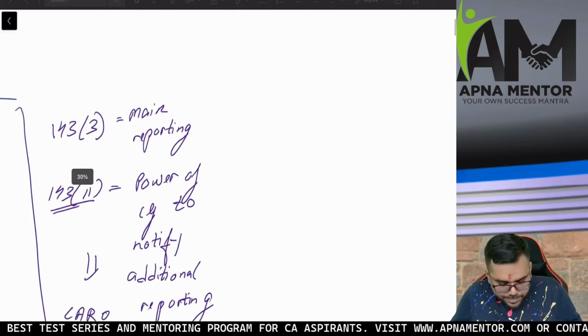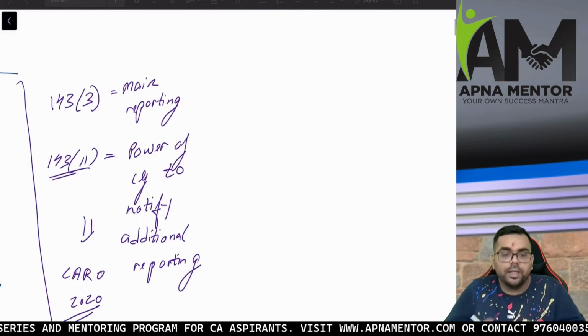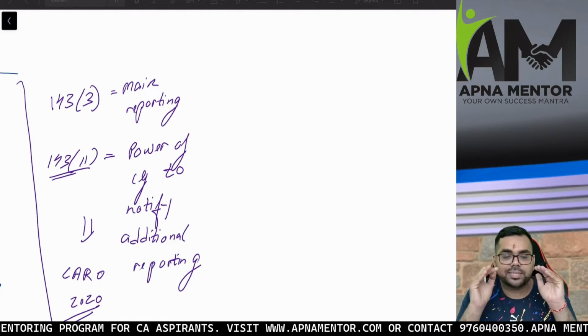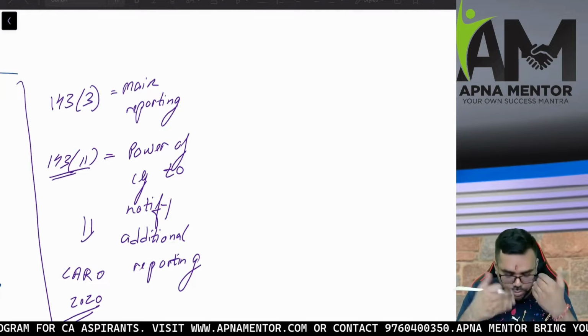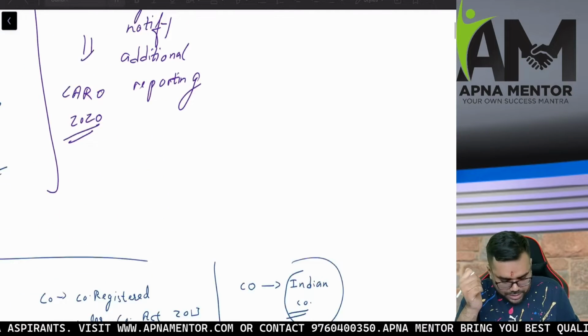So 143(3) is the main reporting for the auditor, and 143(11) is the additional reporting that the statutory auditor has to do, and that is prescribed by the central government.